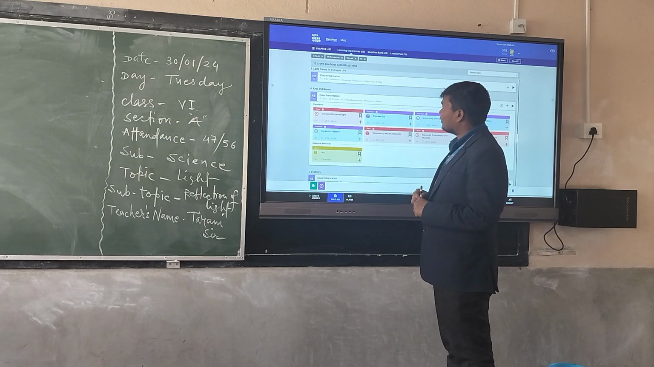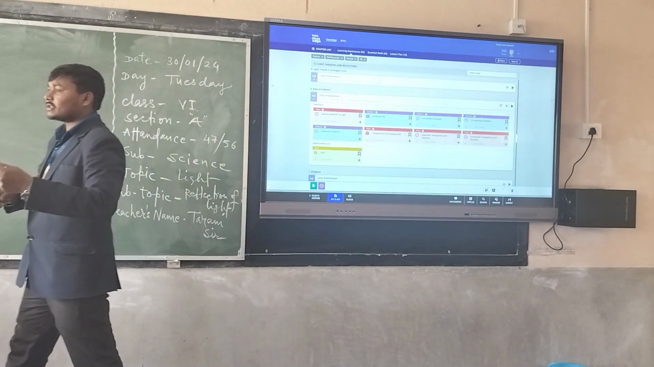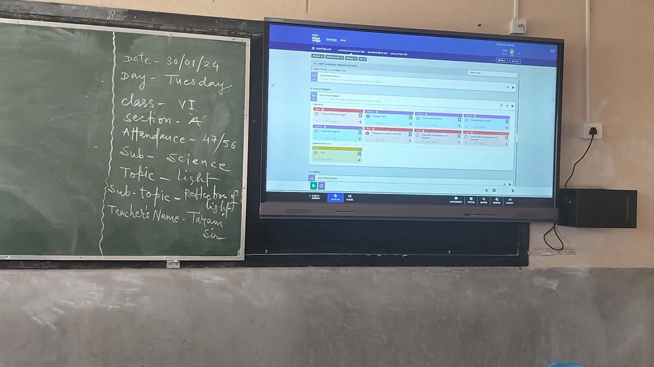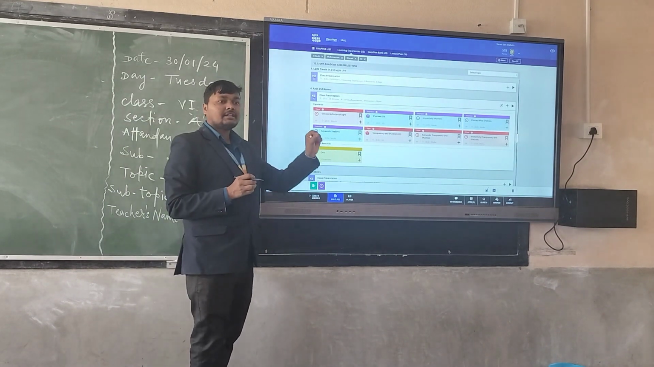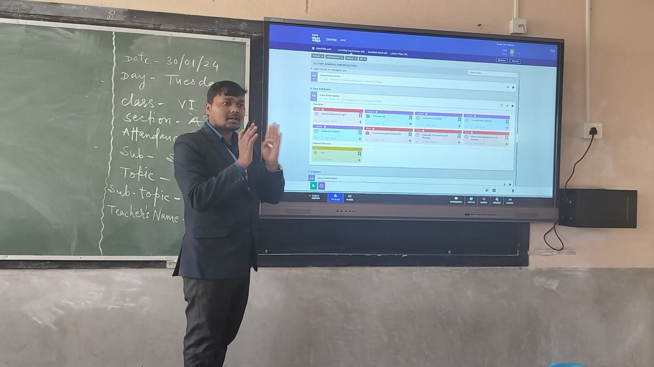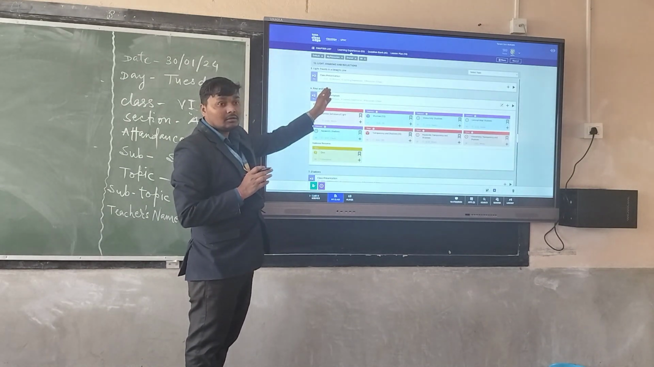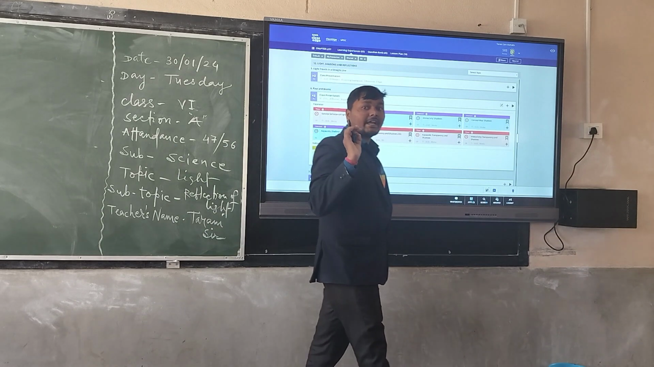Rays and beam. These are the terms where, if we show light by a single line, a single line of light, then it is called a ray. And when many rays come, it is called a beam. A group of rays is called a beam, and a ray is a single line of light.